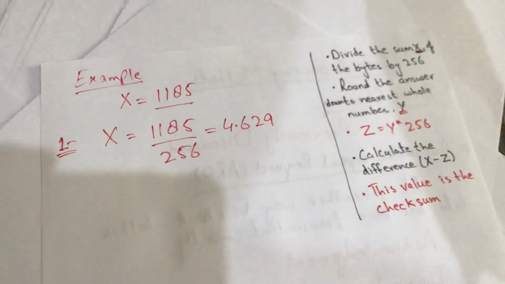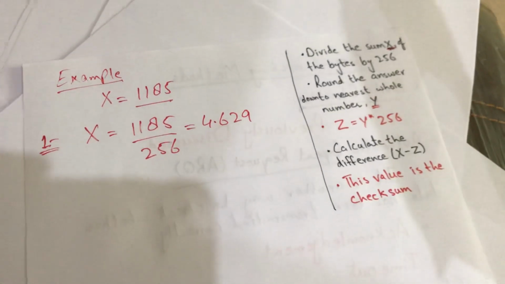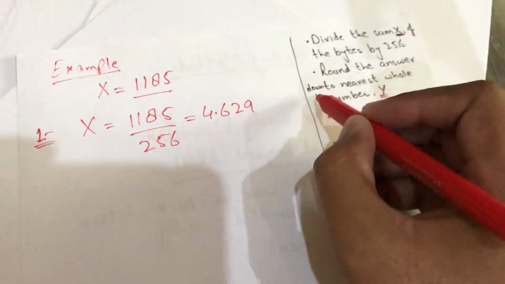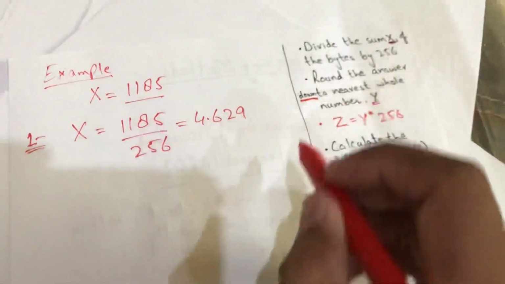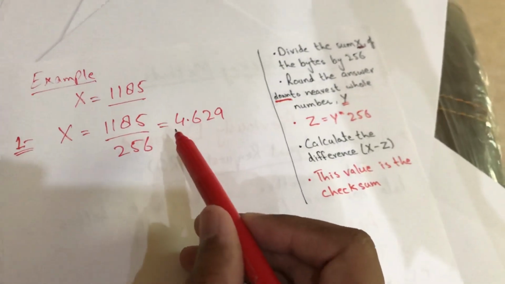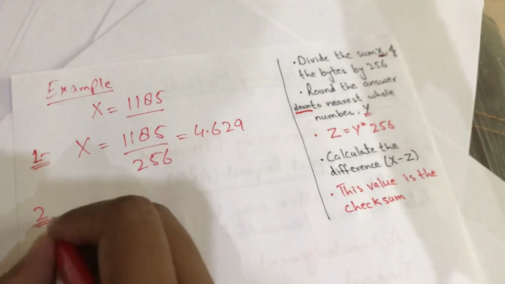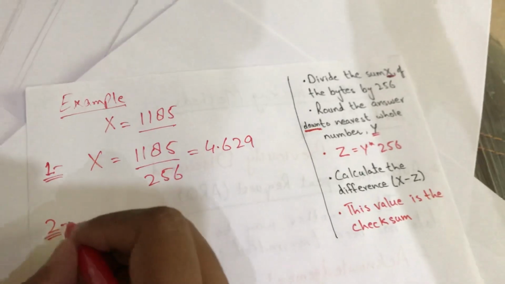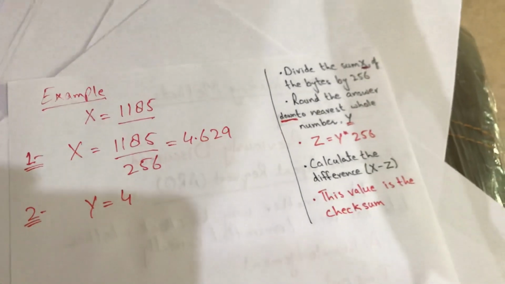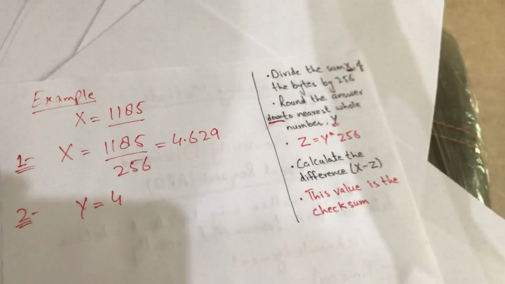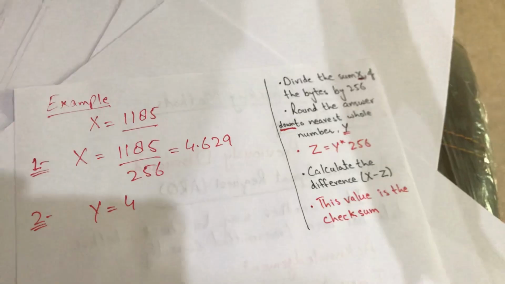Now the second step is to round the answer down to the nearest whole number, which we will use as the value of y. That is, down to the nearest whole number. So 4.6 down would be 4. The second step is y is equal to 4. If it was mentioned to round up to the nearest whole number, then we would use 5. So the second step is y is equal to 4.